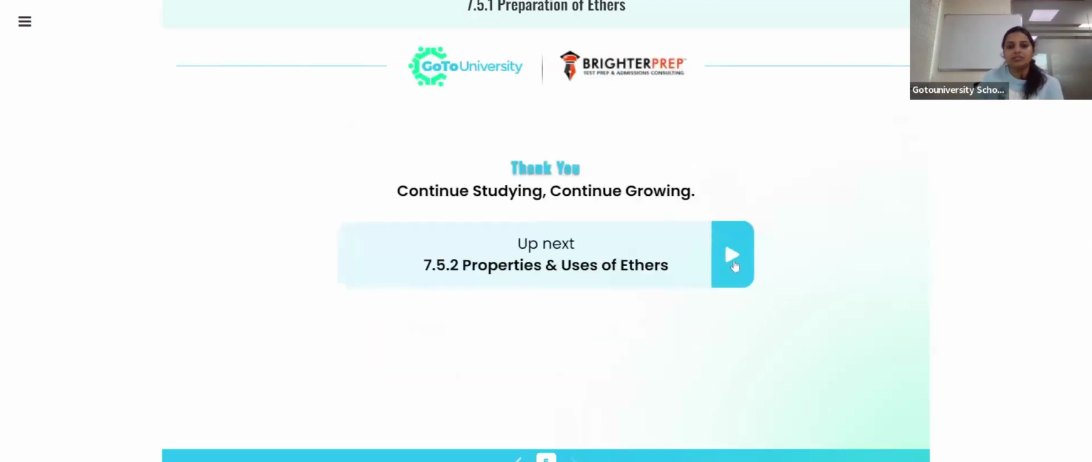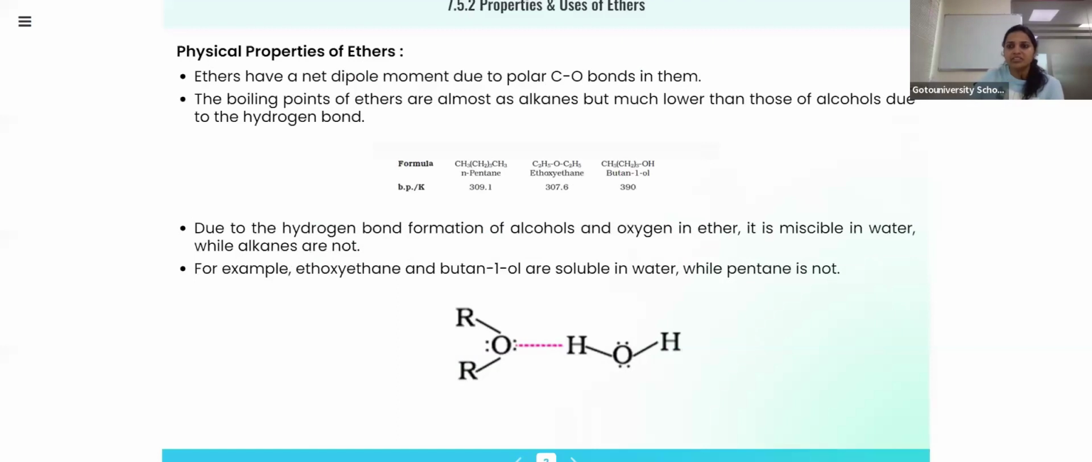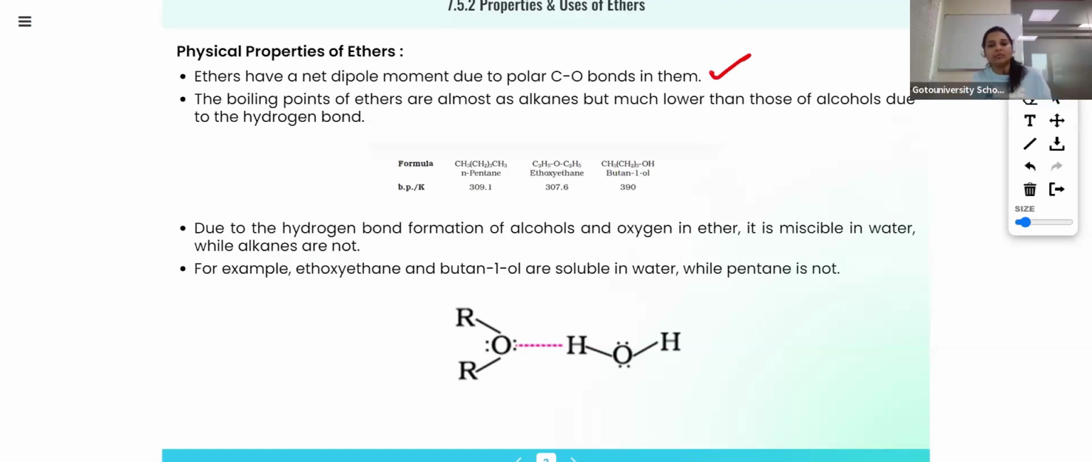Now the last part of this topic, that is the properties and uses of ethers. Okay, first one, the physical property. We know that ethers have a net dipole moment due to the polar C-O bond. The C-O bond is polar because oxygen is more electronegative and carbon is less electronegative. So electron density will move towards oxygen. Oxygen will get a partial negative charge, carbon will get a partial positive charge. That means the bond is polar.